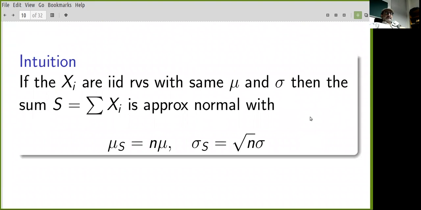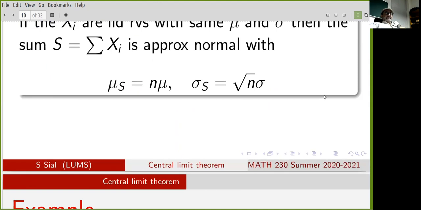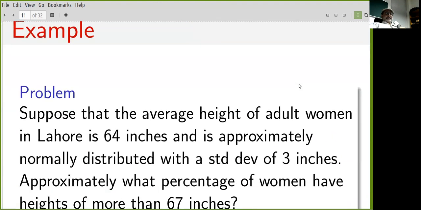So as I said, if we have a sum of xi's from 1 to n, and these are independent, identically distributed random variables with the same mu and the same standard deviation sigma, then their sum is going to be approximately normal, with mu of the sum being n times mu, and the standard deviation of the sum being root n sigma. Okay, so let's take an example.